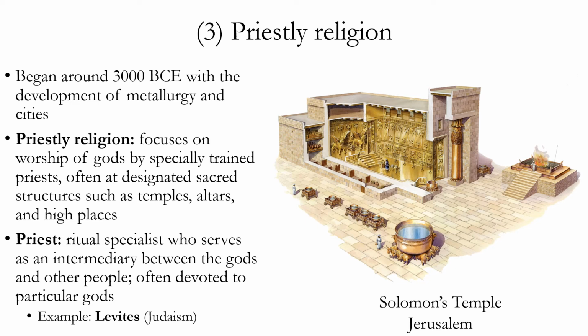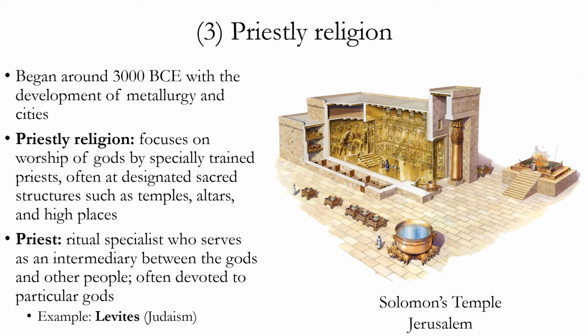So we can define a priest as a specialist in rituals who serves as an intermediary between the gods and other people. So they're like shamans in that respect. One distinction between a priest and a shaman is that priests are often especially devoted to particular gods, not always, but often. So, for example, in the ancient Roman religion, you would be a priest of a particular god, such as Jupiter, perhaps, or Hera, the wife of Jupiter.